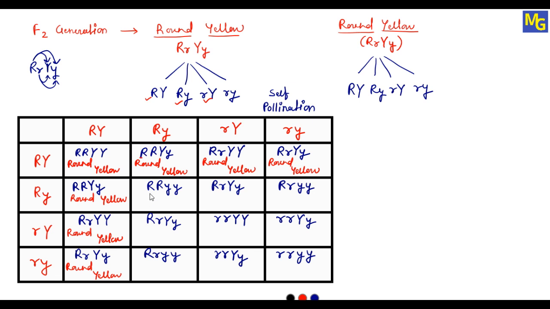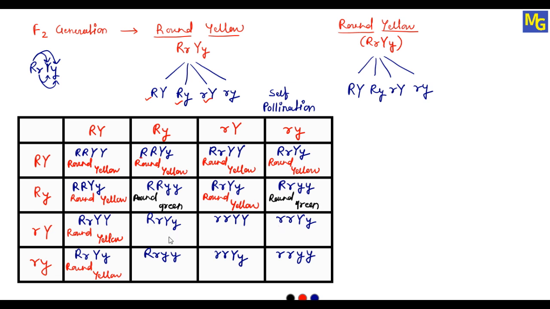Now see the next. If you focus here, R is capital, so I can write it here round. But Y is not capital, Y is small, so it is not yellow, it is green. I hope you understood. Now see the next one. R capital, Y capital. So this is again round and yellow. But see the next one. It is round, but it is yellow. Sorry, it is green.